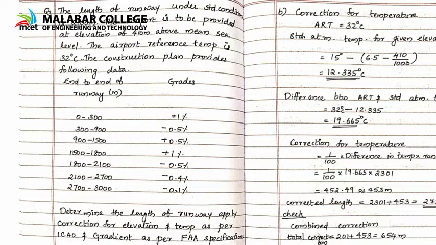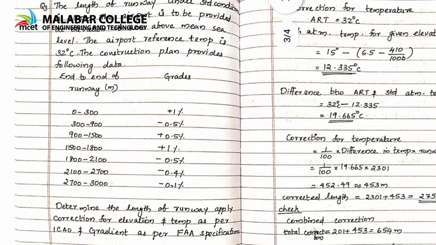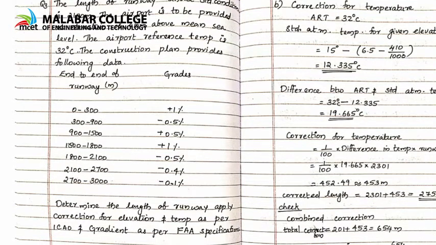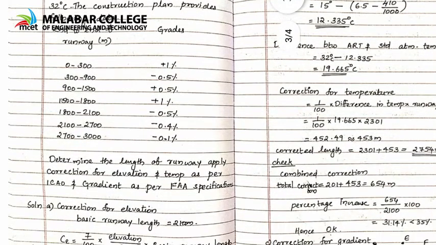Apply corrections for elevation and temperature as per ICAO and gradient as per FAA specifications. In this problem, the given data are: length of runway under standard condition is equal to 2100 meter. The airport is to be provided at an elevation of 410 meter, the airport reference temperature is 32 degrees Celsius, and the gradients of different lengths are given. Then we have to find out the length of runway after correction as per ICAO and gradient as per FAA specification.